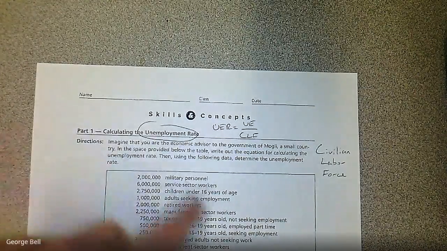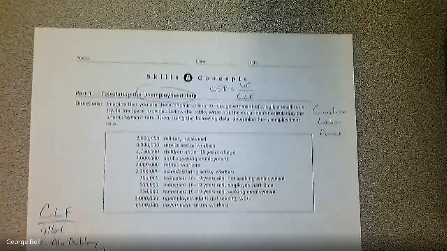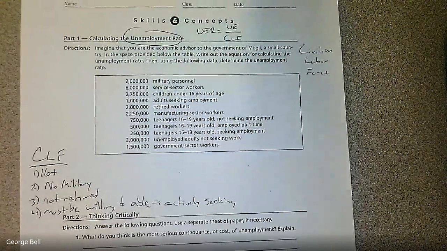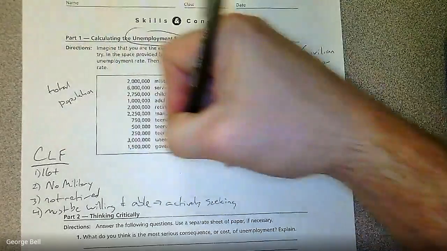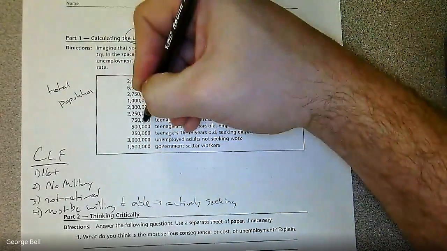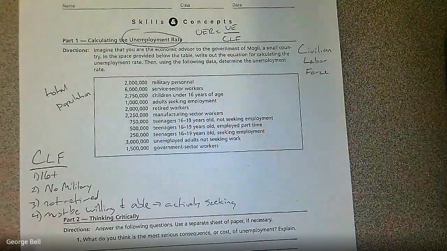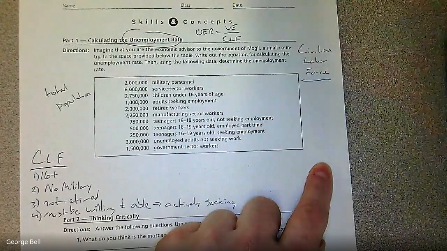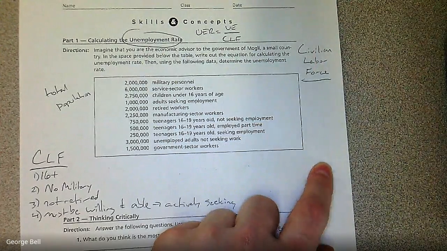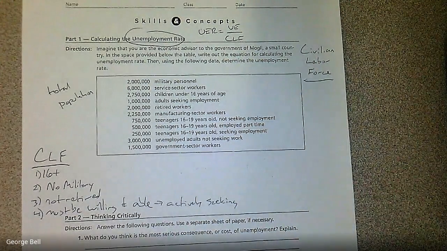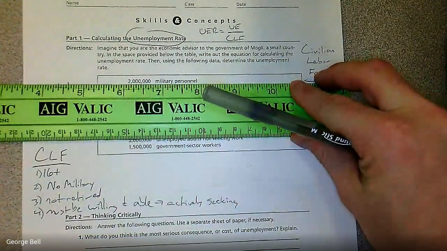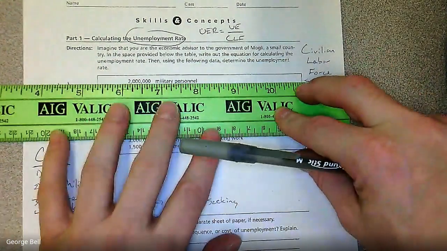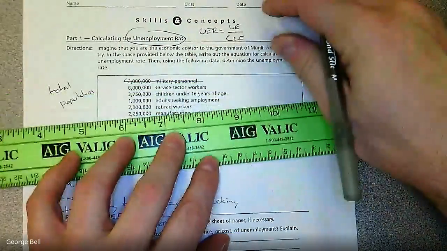So the box up here represents the total population of the United States. So this over here is the total population. What we need to do is look at the total population. We have to scratch out the people that don't count, and then everybody else that is there counts as what we call our civilian labor force. So without further ado, let's just take a quick look. The 2 million military personnel, they are not counted. So I'm just going to scratch them right out.